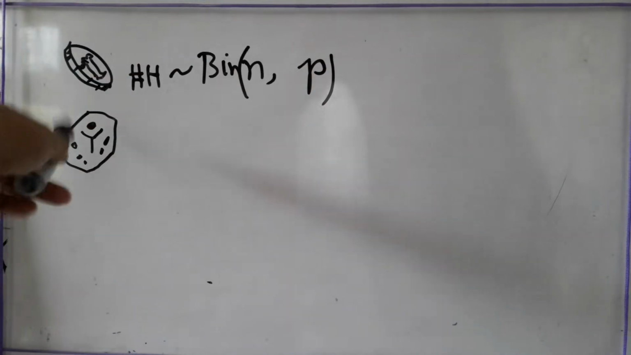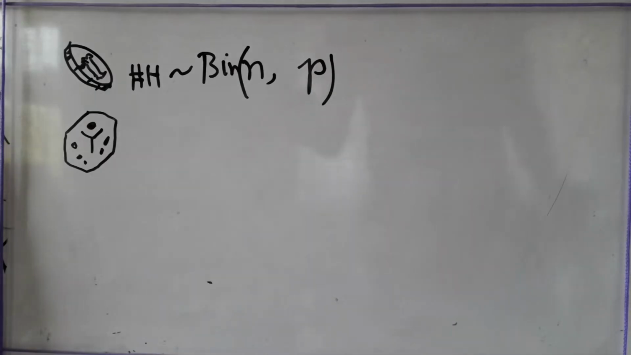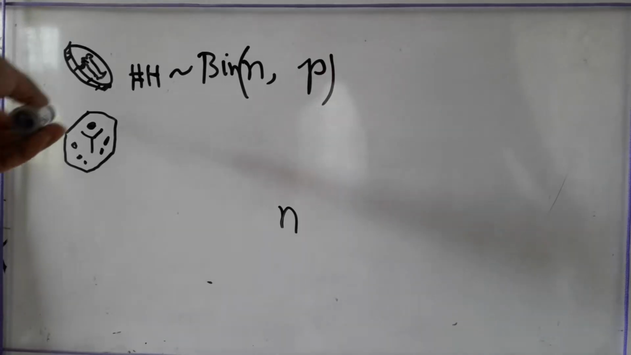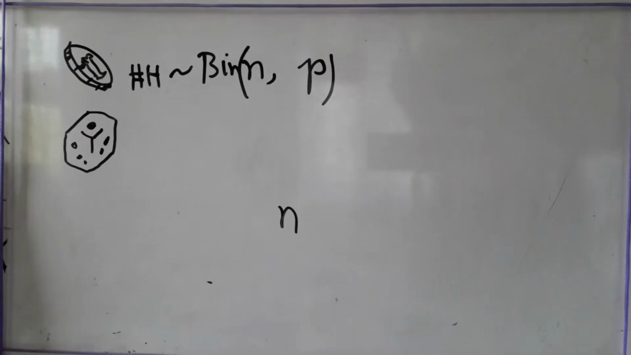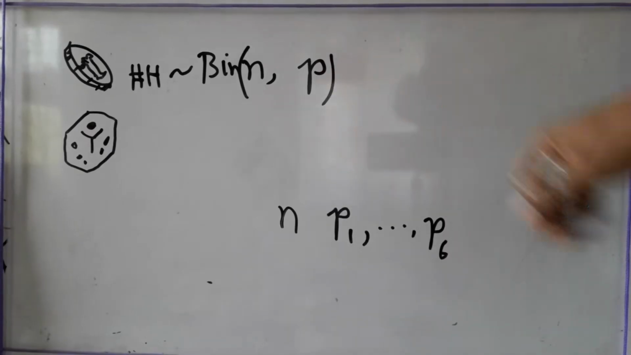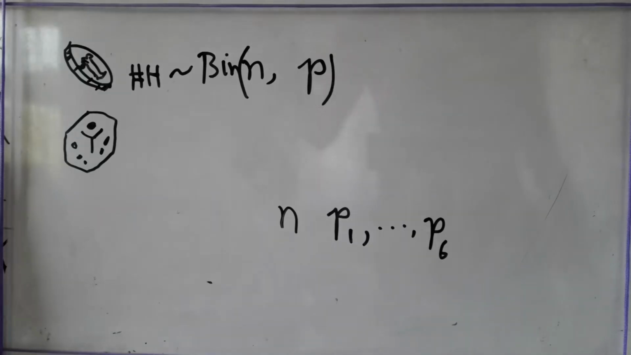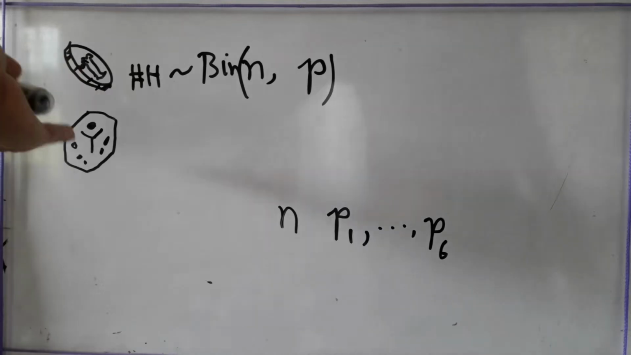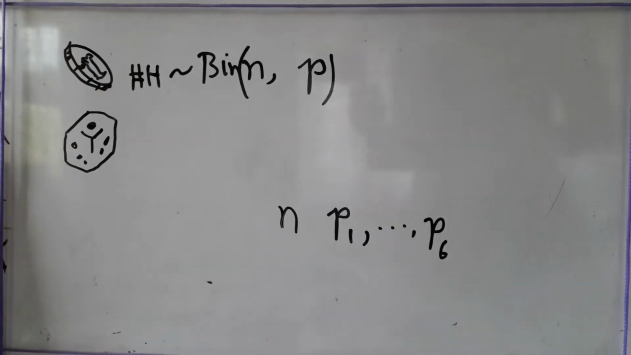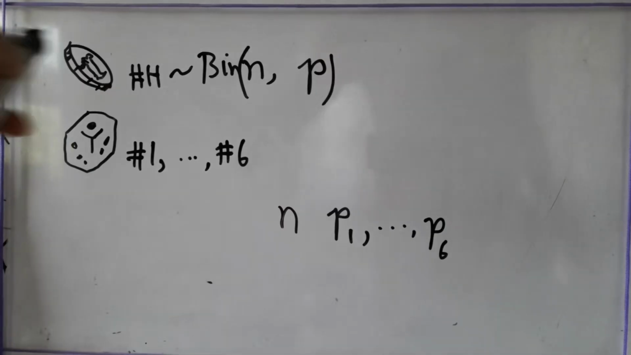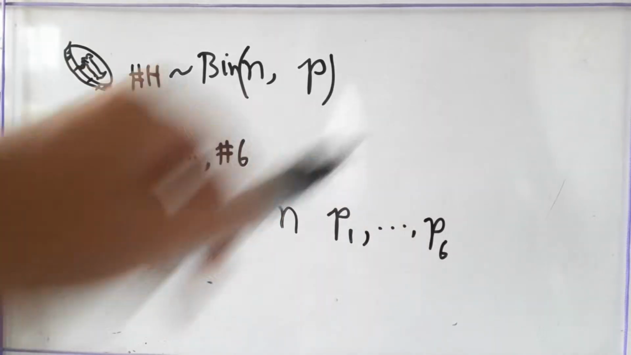Now if we do the same thing for the die, so we roll the die n times and the probabilities of the 6 faces are p1 to p6, of course they add up to 1. In that case, just as in the coin case I counted the number of heads, which automatically also gave me the number of tails, in this case I will count the number of times each of the faces occur. So number of times 1 occurs up to number of times 6 occurs. The total will always be equal to n.